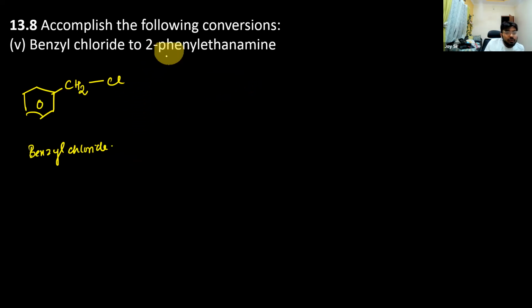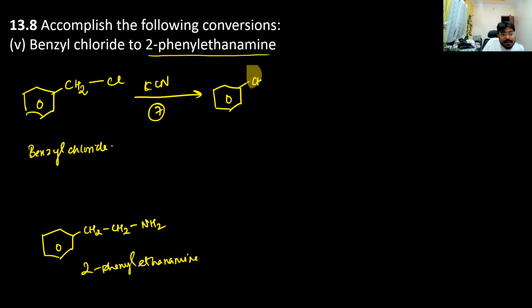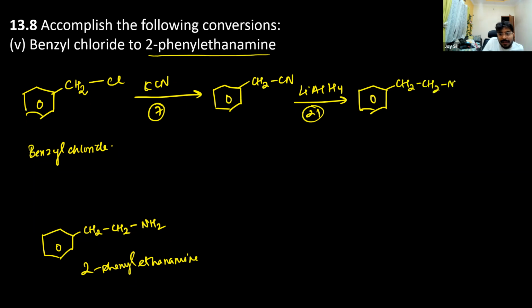So what I'll do, how will we make 2-phenylethanamine? This is our benzene ethane, 2-phenyl, CH2CH2 at positions 1 and 2, NH2. This is our 2-phenylethanamine. So we are going to make this product. How? Very easy. If I give number 7 reaction, KCN, ultimately it will become CH2CN. I can give 21st reaction, lithium aluminum hydride. Ultimately it will become CH2NH2. Fine, done. So this is our reaction, 2-phenylethanamine.